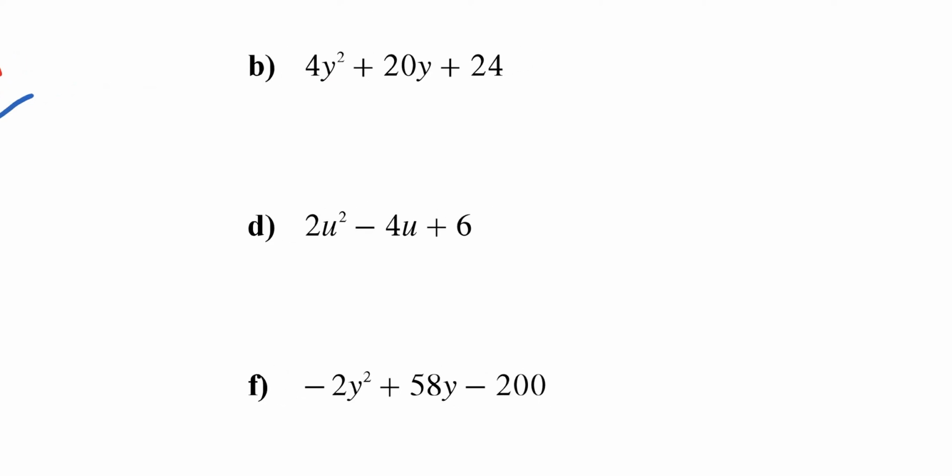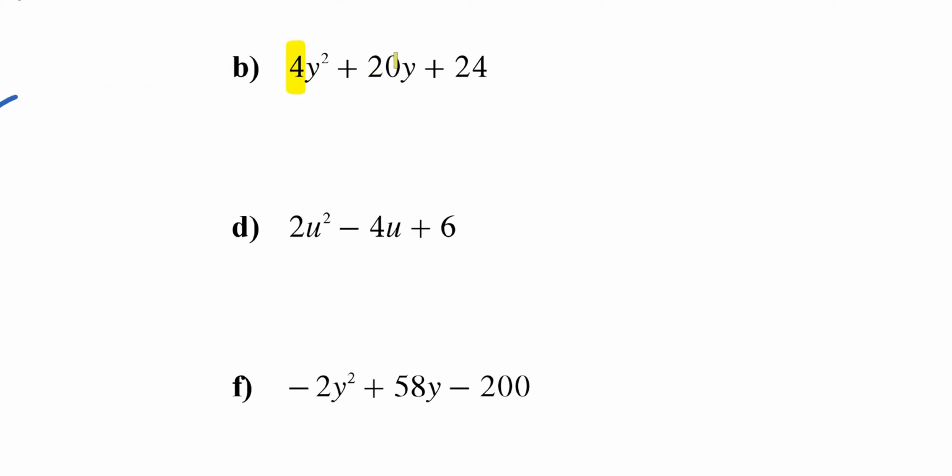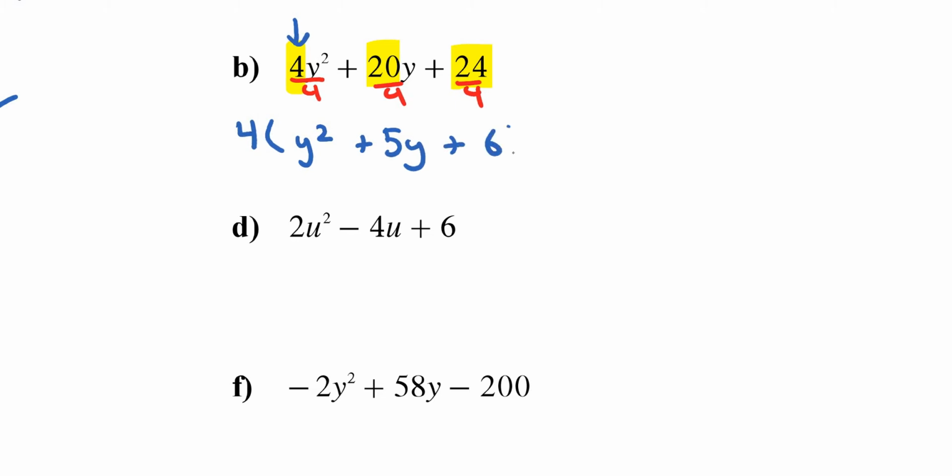For letter B, I noticed that I have a leading coefficient of 4. There's a 20 and there's also a 24. So step number 1, I want to factor out this 4. That's the greatest common factor. If I pull that out, I'm dividing every single term by 4. And if I do that, I get y squared plus 5y, and 24 divided by 4 is 6.